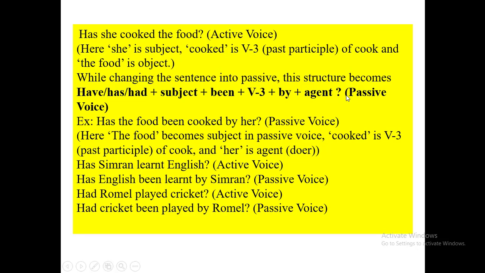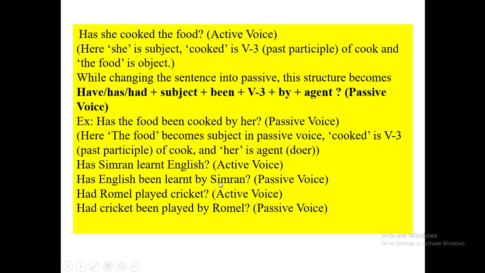For example, has the food been cooked by her? It is passive voice. Here the food becomes subject in passive voice. Cooked is V3, I mean past participle of cook, and her is agent, I mean doer. Another example, has Simran learnt English? This passive voice is has English been learnt by Simran?